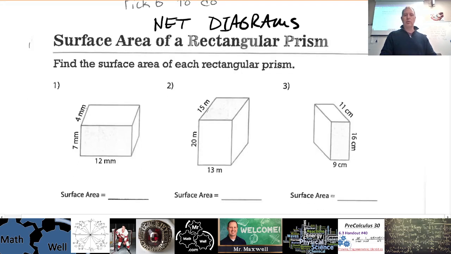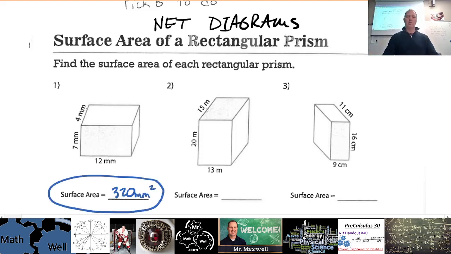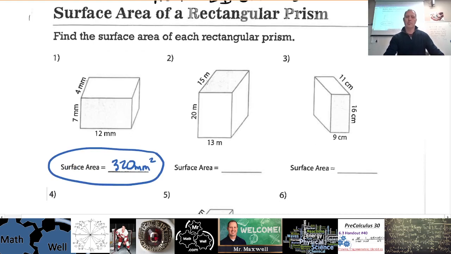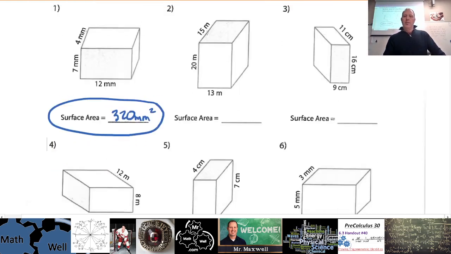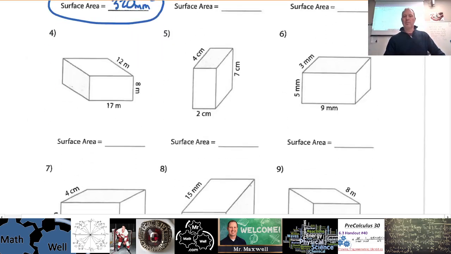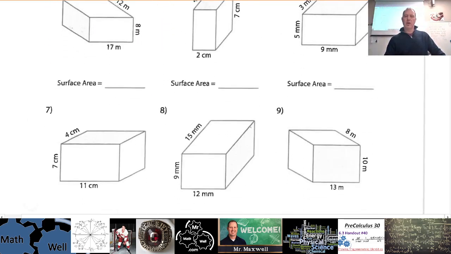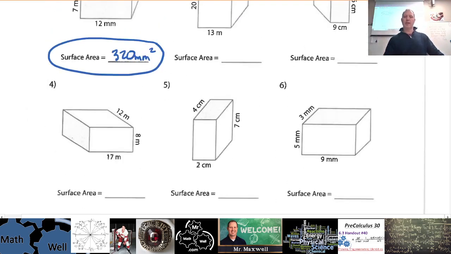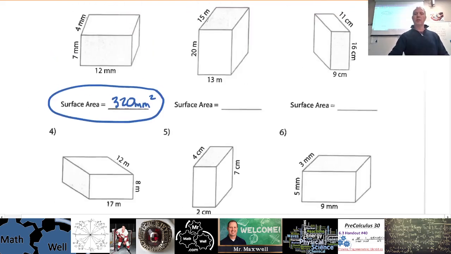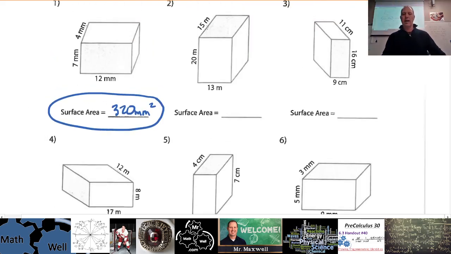Net diagram. So we did number 1. What was that? 320, we said? 320. And I've got the work on another page. There you go. You don't have to circle that, I guess. I just always circle my answers, but if it's in the spot there, that's fine. All right, so I'll give you some time to do that. If anybody has any questions, let me know. I might give you a couple more answers here just so you can check that you're on the right track, okay?